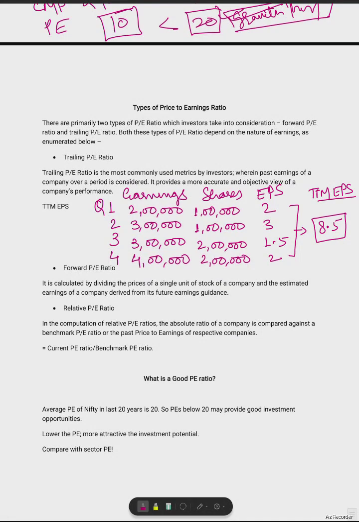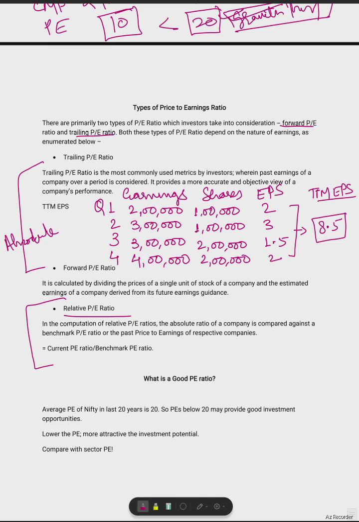Now, what are the different types of PE ratios? There are mainly two types of PE ratios: forward and trailing PE ratio. These are more of an absolute ratio. Then we will also discuss the relative ratios. The relative ratio is where we compare it with the benchmark PE ratio.